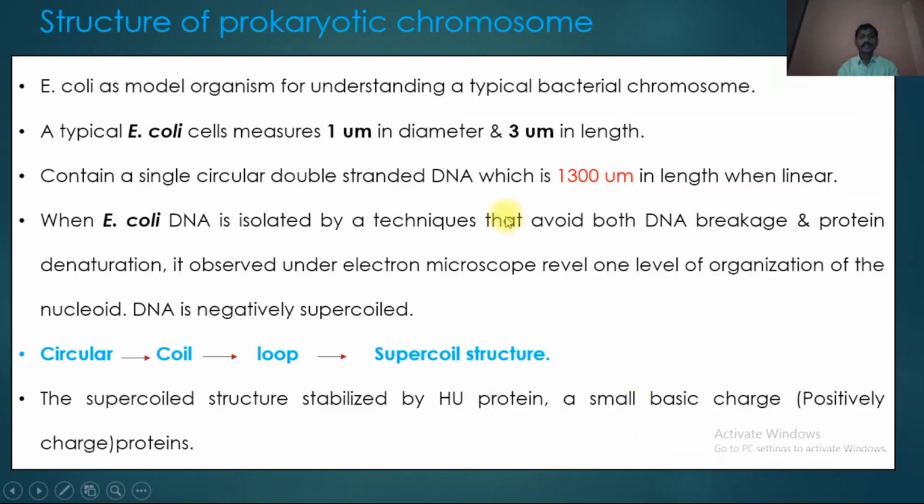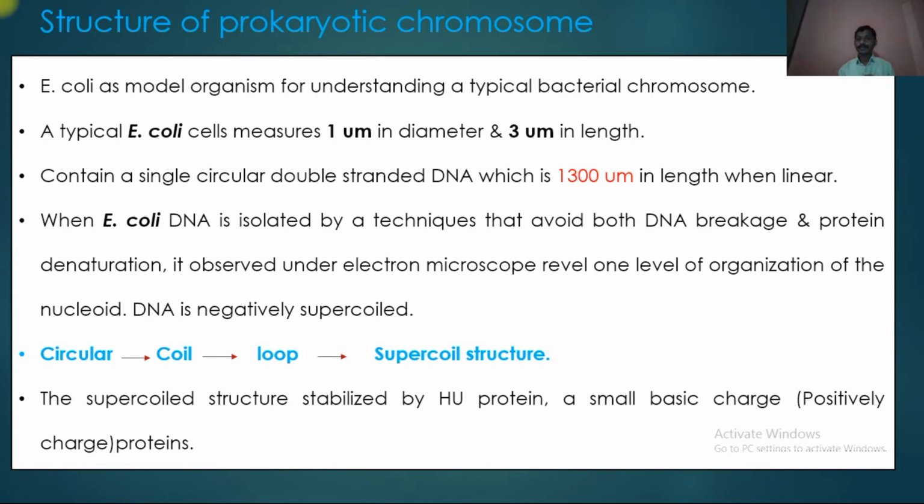For the study of the prokaryotic chromosome, we need one model organism. We first study E. coli as a model organism for understanding a typical bacterial chromosome. The E. coli cell measures about 1 micrometer in diameter and 3 micrometers in length. Suppose we isolate circular double-stranded DNA from Escherichia coli, cut it at one end, and measure the length of the entire double-stranded DNA.